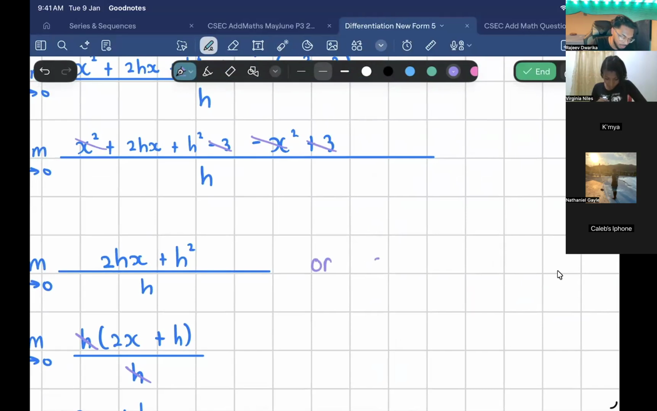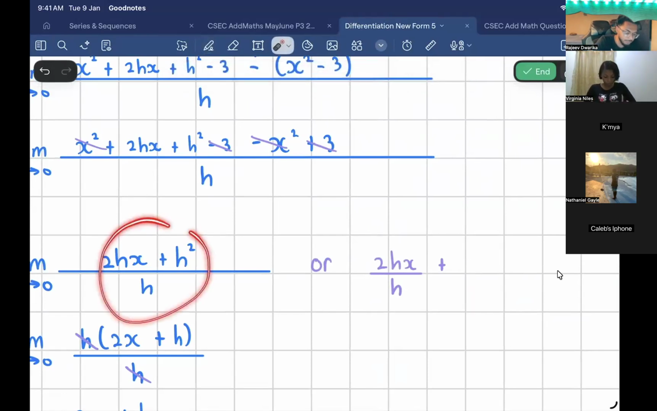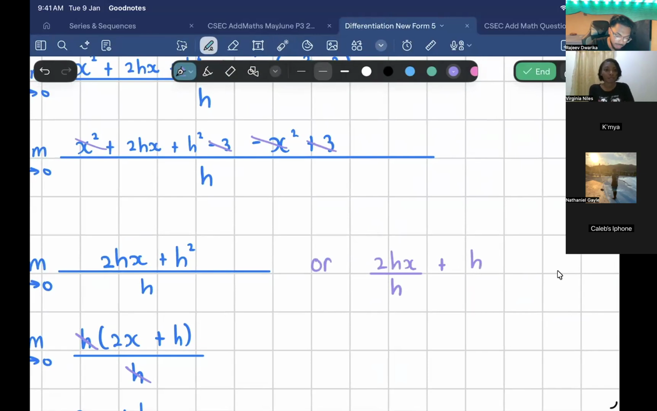What would be mathematically correct is if you split it. So you could say 2hx over h, and then plus h squared over h. Check this: if I had 4 over 3 plus 1 over 3, what would that be equal to? Actually, that would be 5 over 3, right? My bad.